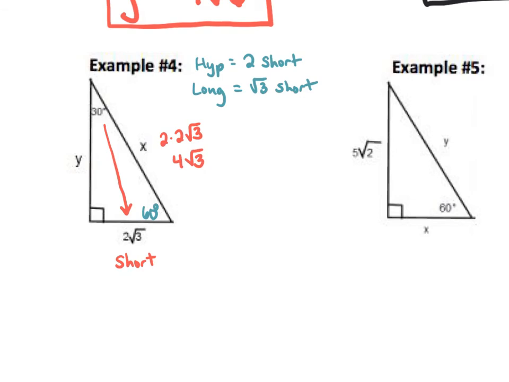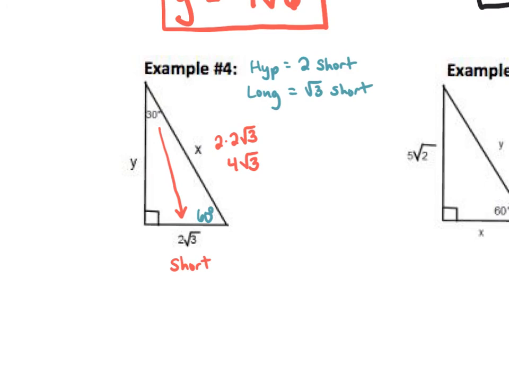And the long leg, the one across from the 60, by our definition, is going to be the short leg, which is 2 square root of 3, times another square root of 3. So this is going to become 2 times 3, because the square root of 3 times the square root of 3 is the square root of 9, which is just 3. So the long leg is 6. So this triangle is in ratio 2, root 3, 4 root 3, and 6.